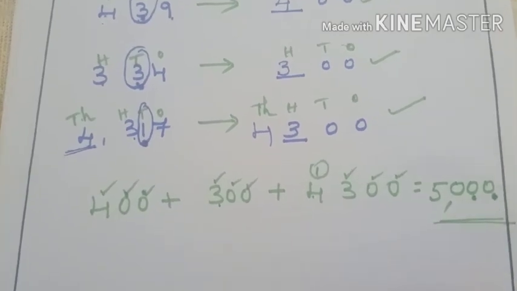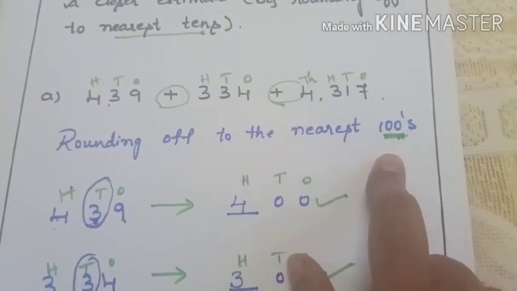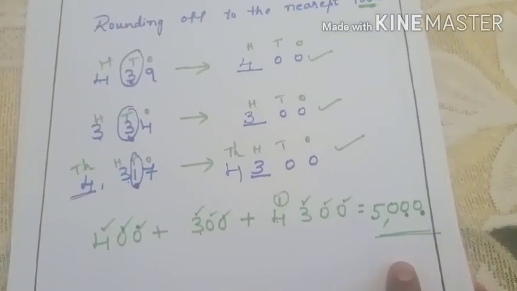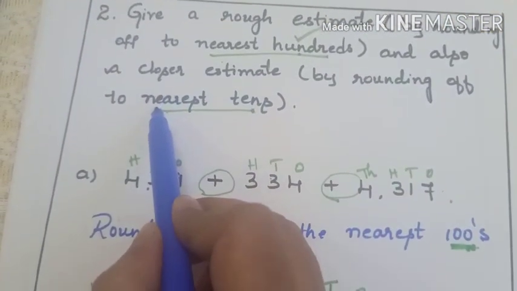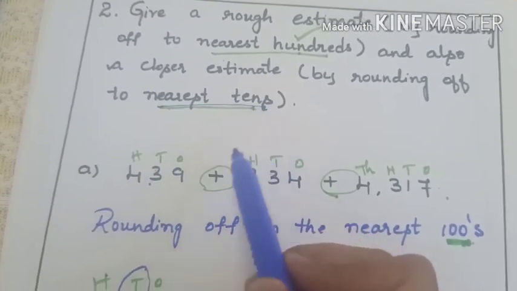When you round to the nearest hundreds, it is 5000. So here again they have asked us to find the nearest tens. Shall we find?